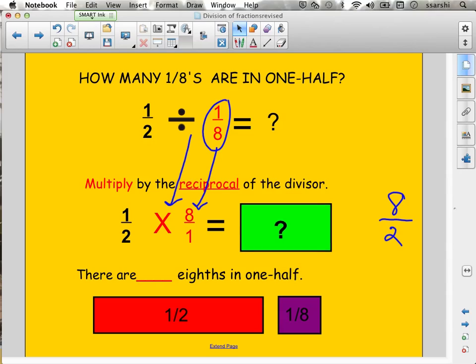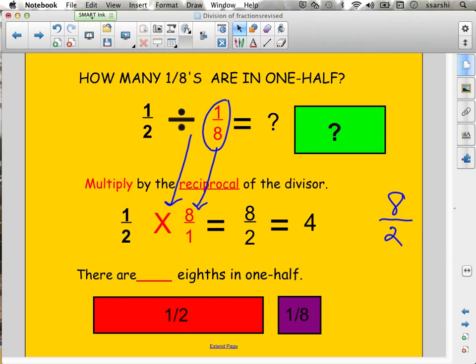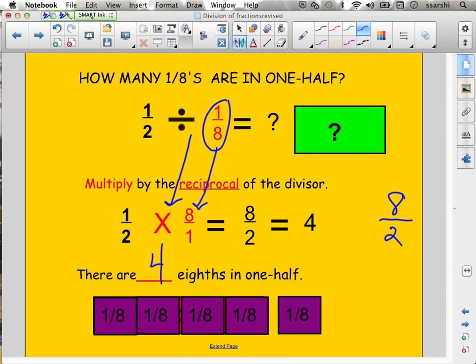That can be simplified. So in fact, there are 4. It takes 4 1/8s to cover a half. If we look here, 1, 2, 3, 4. There are 4/8 in 1/2.